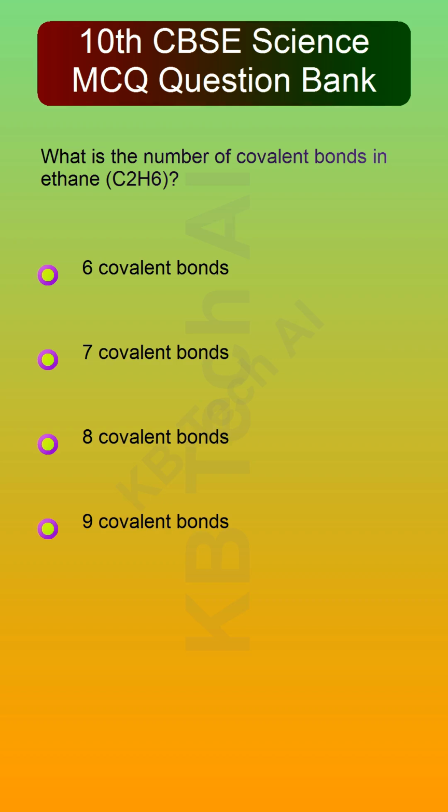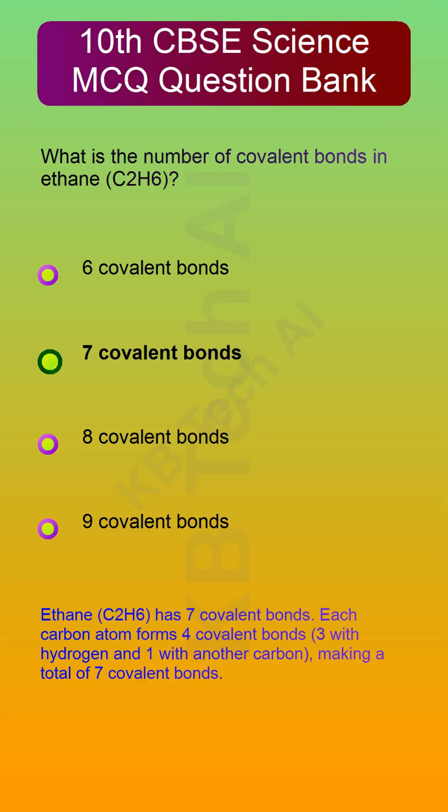What is the number of covalent bonds in ethane, C2H6? Option 1, 6 covalent bonds, option 2, 7 covalent bonds, option 3, 8 covalent bonds, option 4, 9 covalent bonds. The answer is, option 2, 7 covalent bonds.